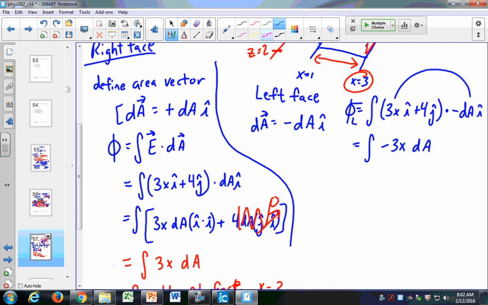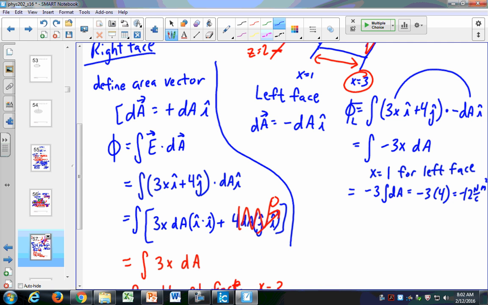Then we know that x equals 1 for the left face, just because of where the left face is. And so this becomes negative 3 times the integral of dA, which is going to be negative 3 times 4. So our flux here is going to be negative 12 Newton per Coulomb meter squared.